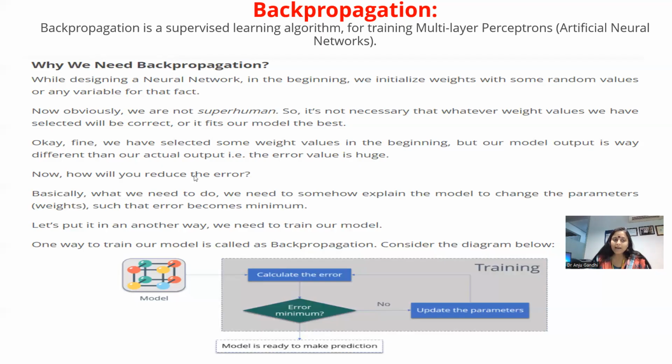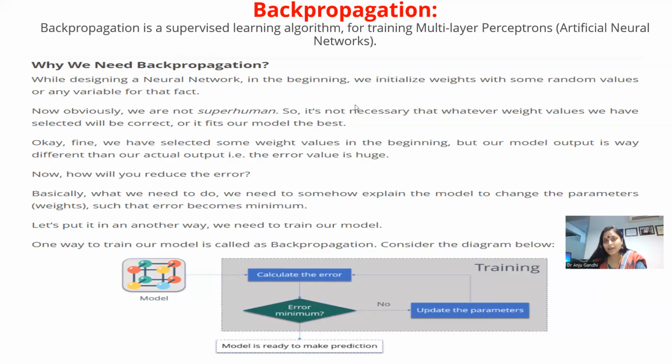So we have a model with us, we get the error, and we find out whether it's a minimum. If it is a minimum, then it's okay. We take it and use it for prediction in the future. But if it is not a minimum, we have to update the parameters again and train the model. We have to keep on training the model until we get the minimum, right? So this is the first step in a backpropagation neural network we have to mention, right?